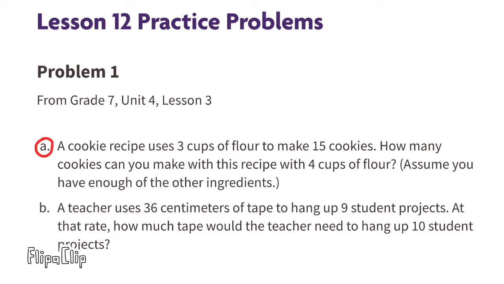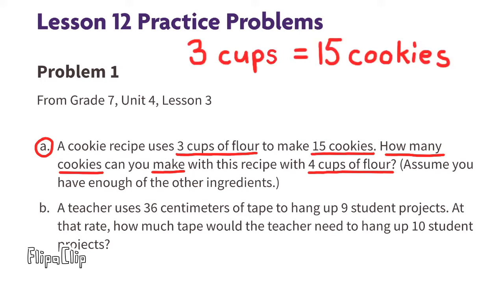A cookie recipe uses 3 cups of flour to make 15 cookies. How many cookies can you make with this recipe with 4 cups of flour? Assume you have enough of the other ingredients. The information tells us that 3 cups of flour makes 15 cookies. Let's find out how many cookies can be made with just 1 cup of flour. 3 divided by 3 equals 1 cup of flour, and 15 divided by 3 equals 5 cookies. With 1 cup of flour, you can make 5 cookies.